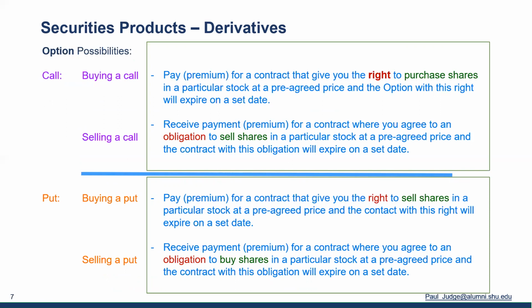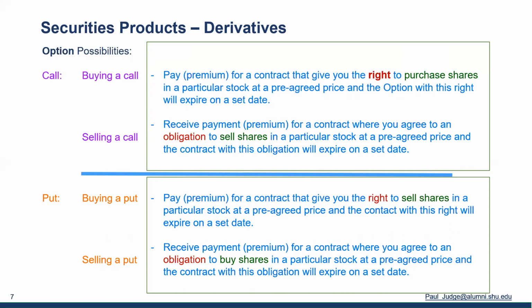This is basically the same information about calls and puts. If you buy a call, you pay a premium for it. You have the right to purchase shares at a particular stock and agreed upon price with an expiration date. The seller receives your premium and agrees to the obligation to sell you the shares.